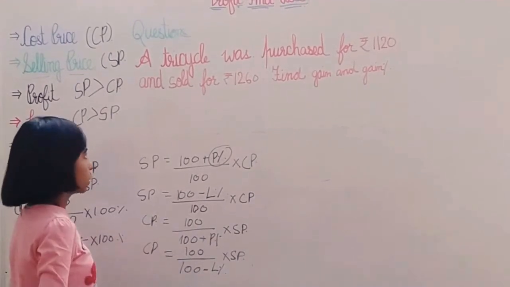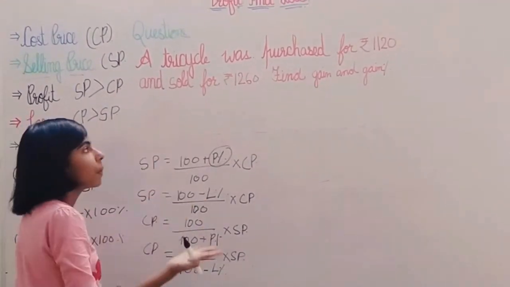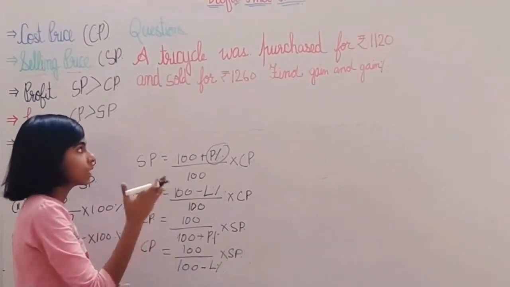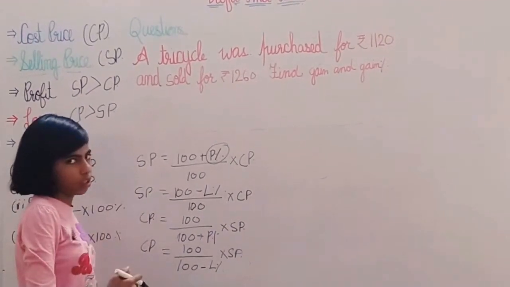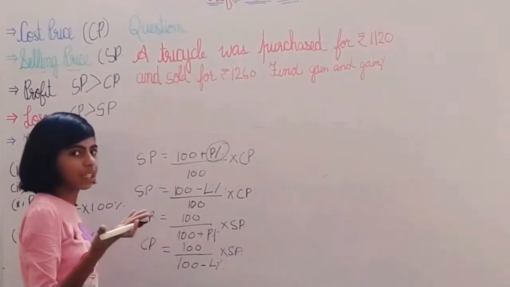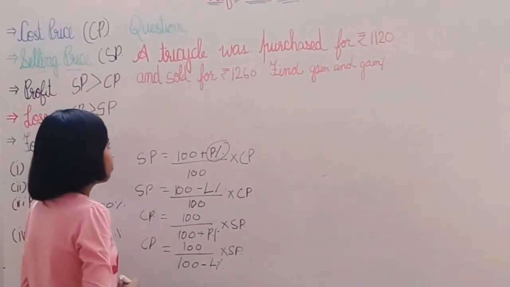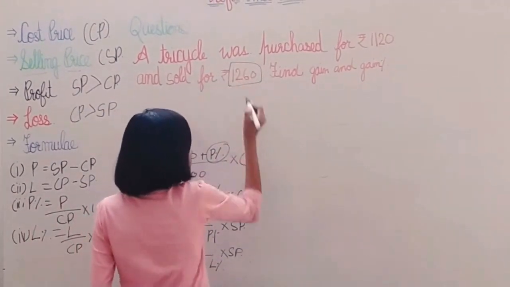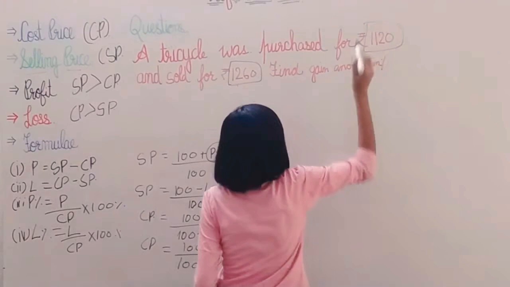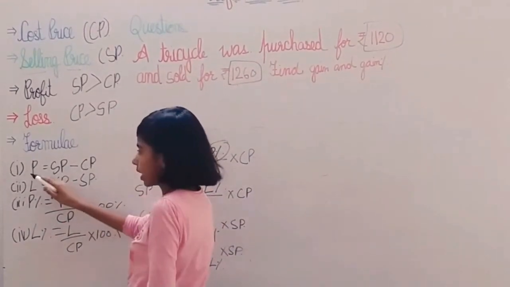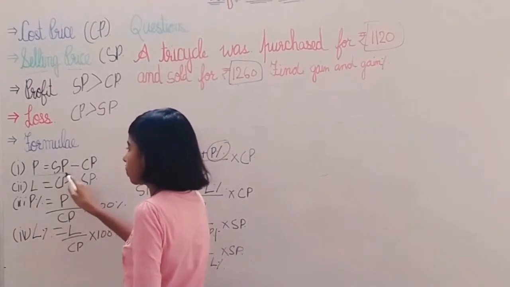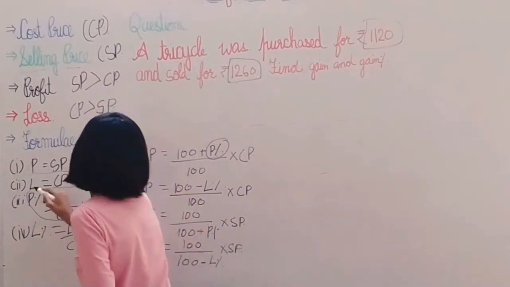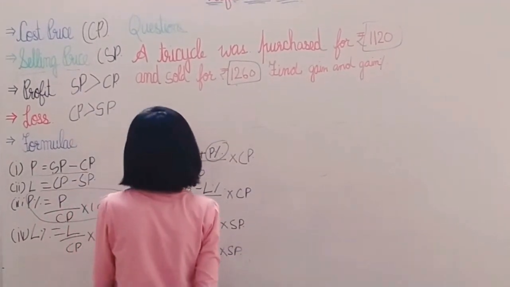So now let's begin our first question: a tricycle was purchased at rupees 1120 and sold for rupees 1260. Find the gain and gain percentage. As we discussed, the gain and gain percentage are nothing but the profit and profit percentage, in which we are in profit, since the selling price is greater than the cost price. To find the profit it would be SP minus CP, and the profit percentage would be this formula.